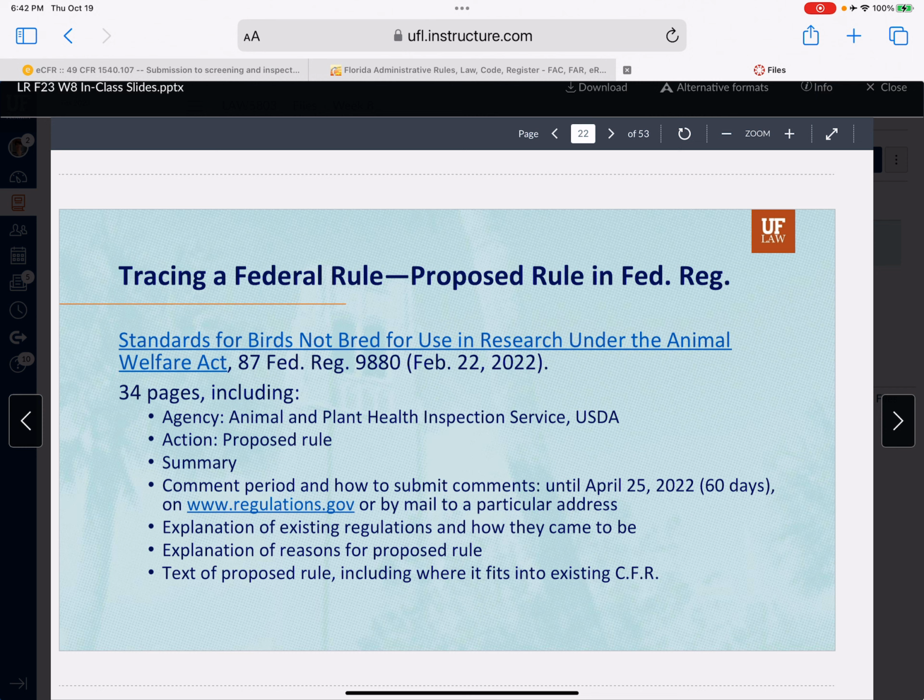So it's 34 pages long. It's published in the Federal Register there on February 22nd, 2022. The agency is the Animal and Plant Health Inspection Service of the USDA. In this case, we're talking about a proposed rule, right? So we have statutory authority, we have a proposed rule, tells you how to submit comments, summarizes it in the preamble, explains the existing regulations, how they came to be, why we need a new rule or a change to the rule, and the text of the proposed rule, including where it's going to fit in the CFR should it become promulgated. Right now it's just in proposed form.